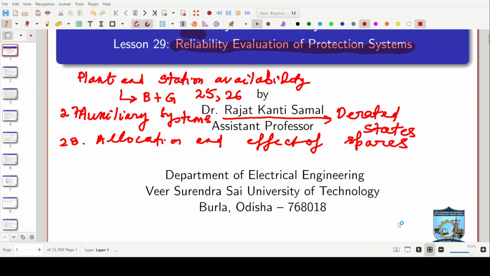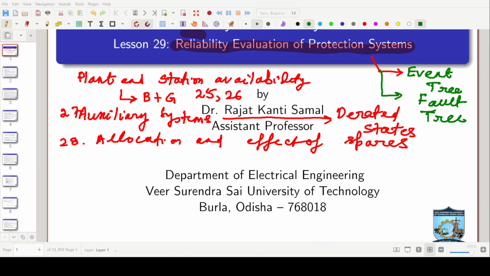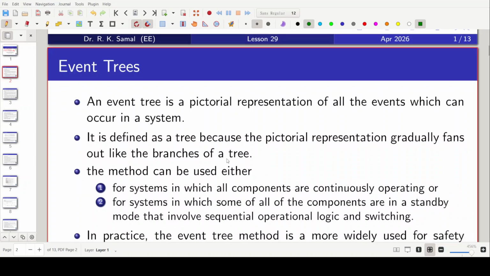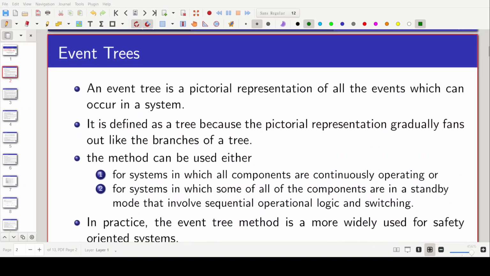Now to understand this reliability evaluation of protection systems, we need to know two concepts. Okay. So one is known as event tree, the other one is known as fault tree. Okay. We'll start with the event tree.